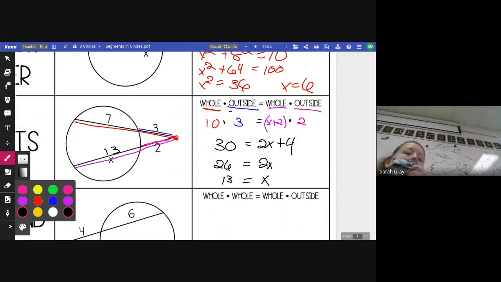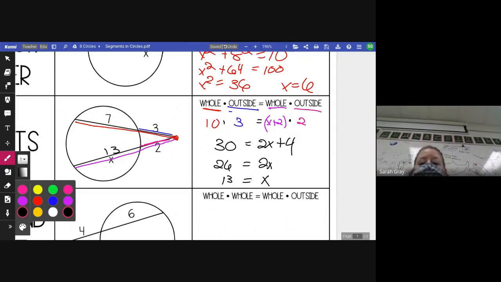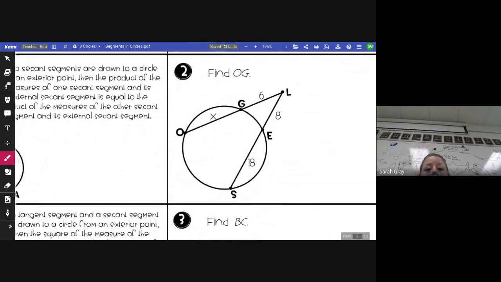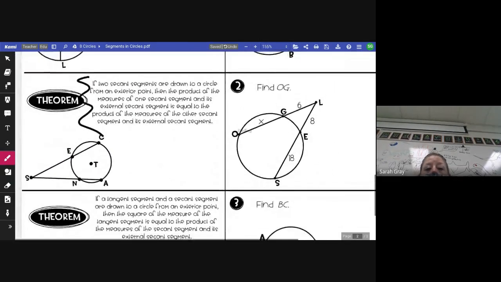So notice these two secants are not the same length. One is 15 units and one is 10 units. And that's okay. They're not going to be the same length. But this formula, whole times outside, does work. Okay. I actually want you to scroll to the next page. We're going to do an example from that same topic.